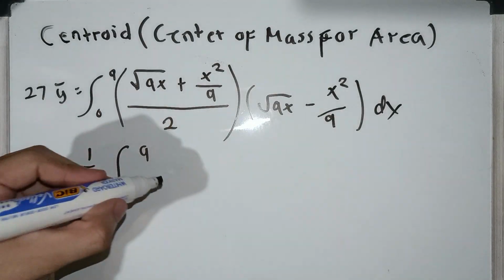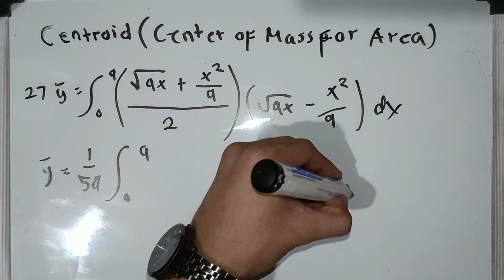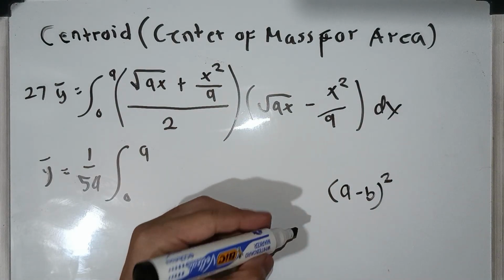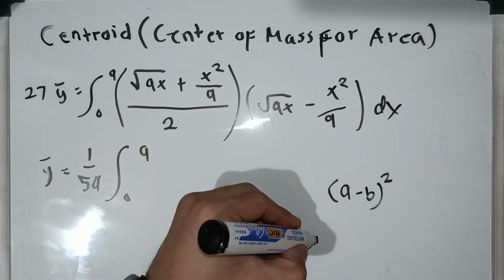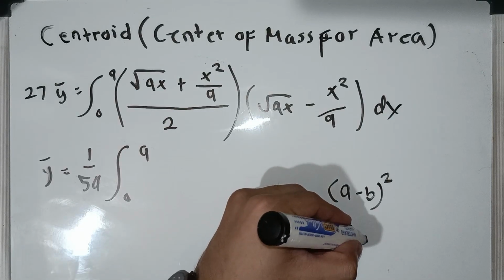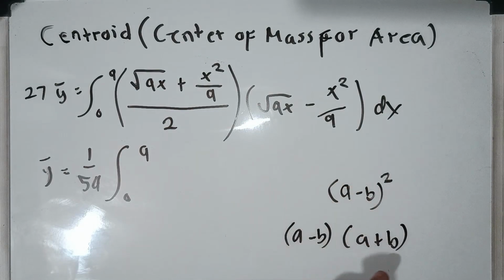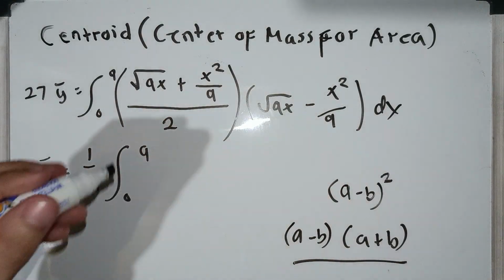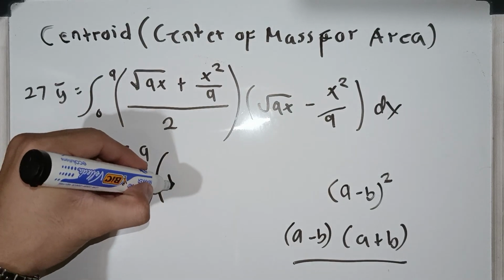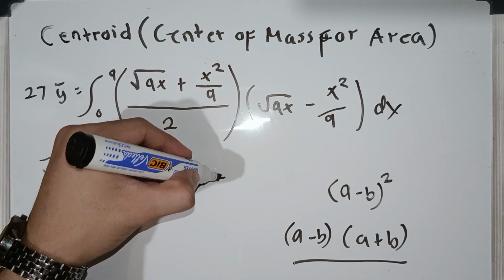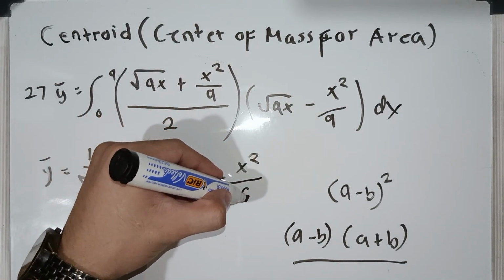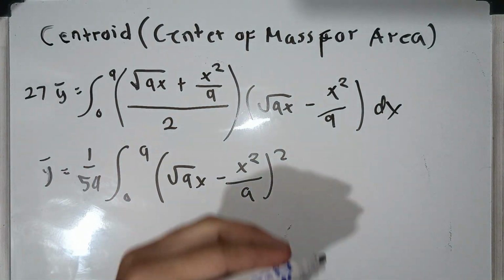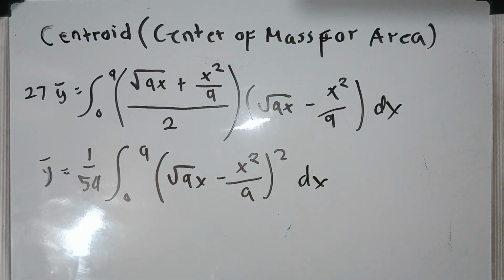Here we have the difference of squares, which is a squared minus b squared, so that can be written as 1 minus b multiplied by 1 plus b. So just like this, we have now this one, so that is equal to the square root of 9x minus x squared all over 9 squared. So let's erase this one, and that is multiplied by dx.